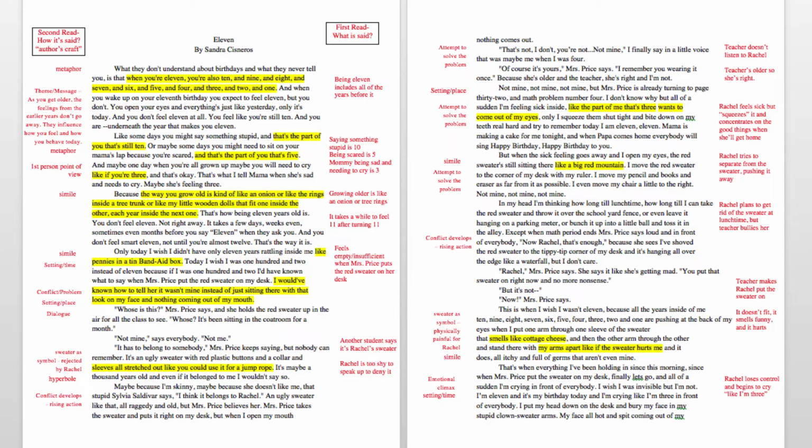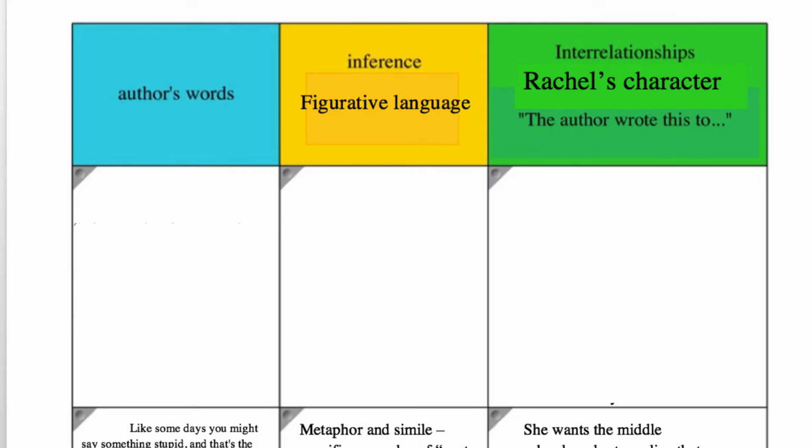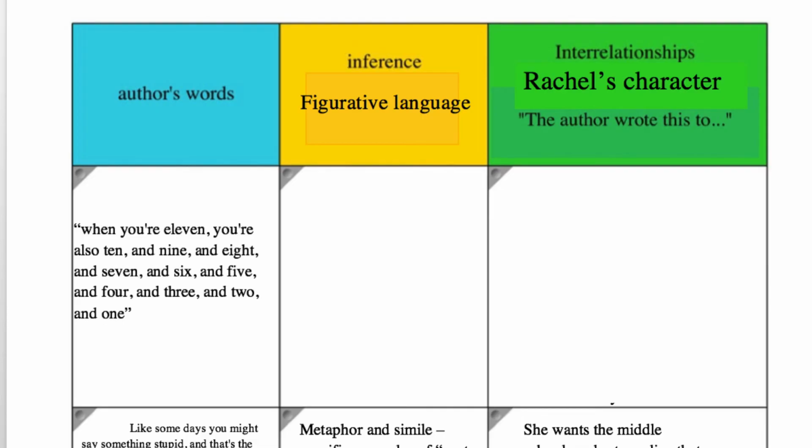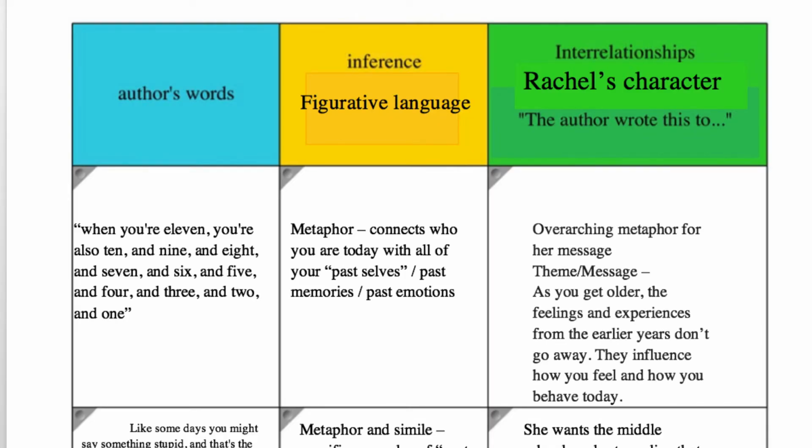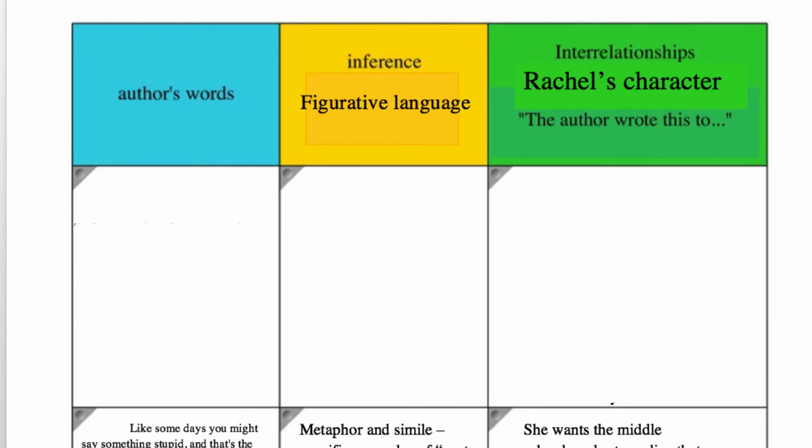Hunt through the text, finding examples that support the points you want to make. Write the author's words in the first column. In the second column, write how the author presented this information and the inferences you've made. The last column is where you'll explain why the author chose this information to develop Rachel's character. It could look like this. Pause the video and complete your graphic organizer.